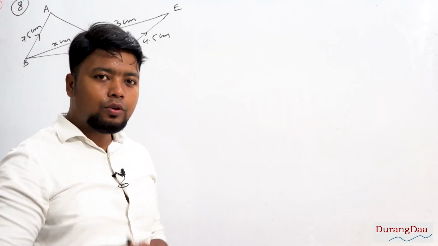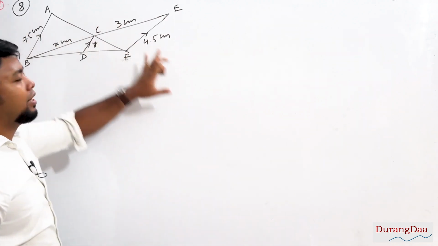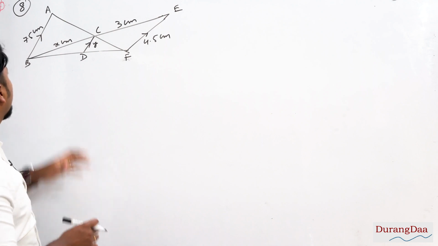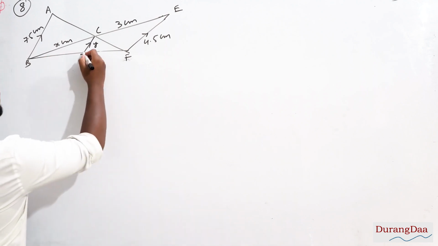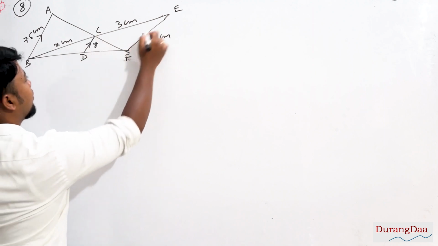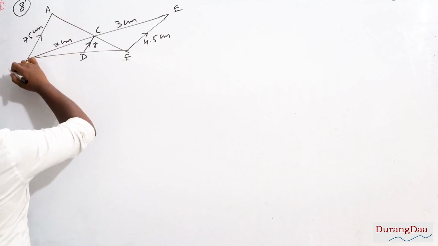Let's solve this final question now. Figure has been provided and everything has been labeled, and it will be tempting to try to apply the BPT here, because it is very clear that this line is parallel to FE and this line DC is also parallel to BA.